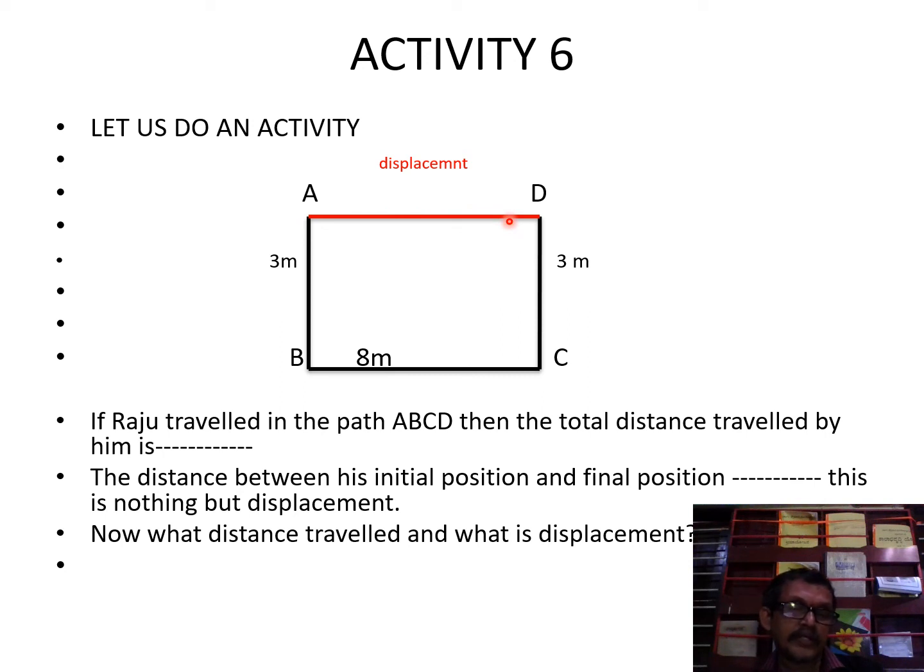Now what is the displacement? Displacement here is 8 meter. So 8 meter is the displacement. Now I think it is clear that distance traveled is the actual path when an object moves, and the displacement is the distance between the initial position of the object and the final position of the object when it moves. Okay, so now let us move on to the next.